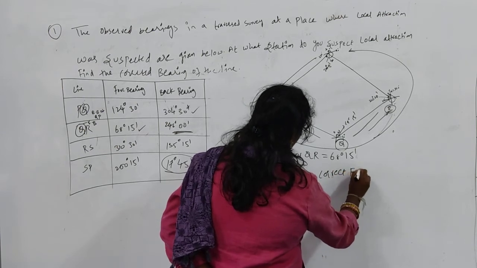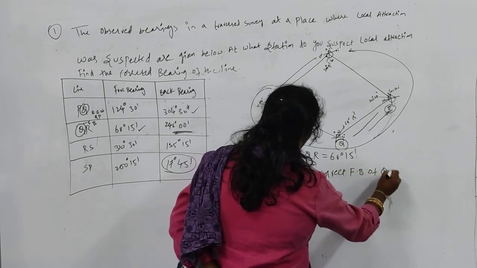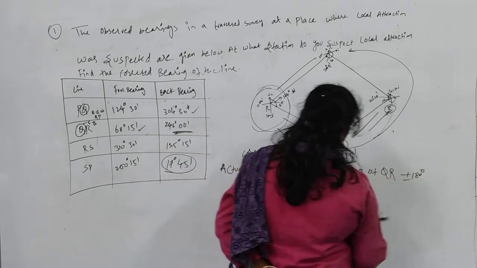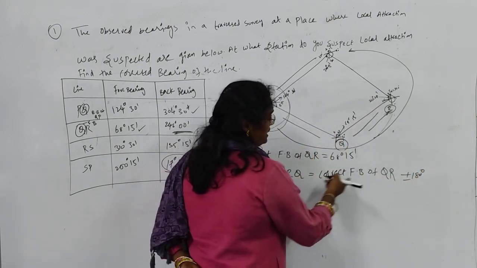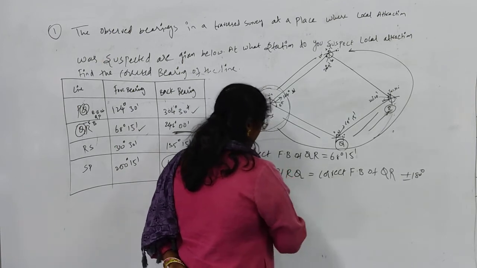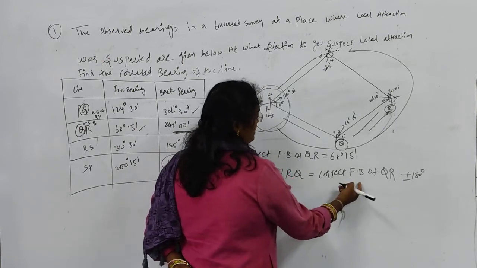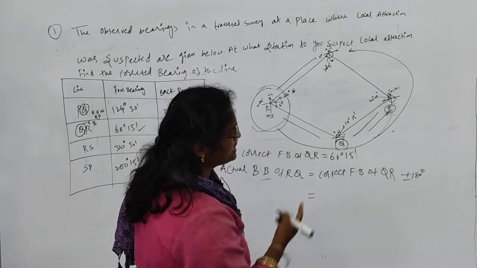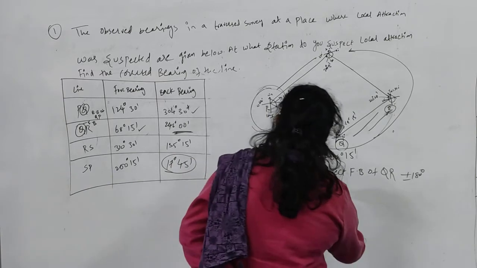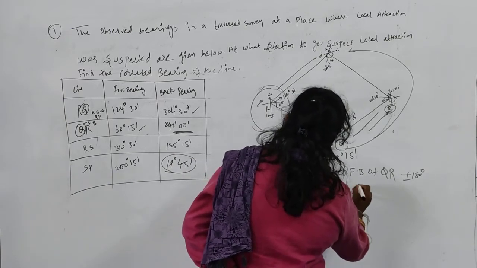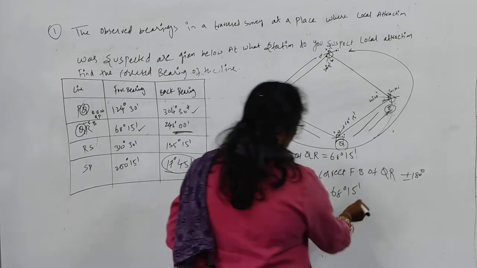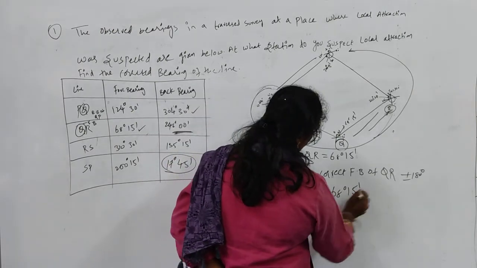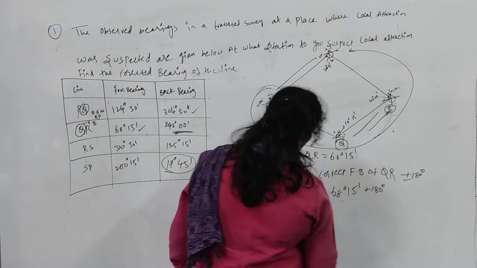Correct forebearing of QR plus or minus 180 degrees. If you remember, yesterday I already told you, back bearing is equal to forebearing plus or minus 180 degrees. What is the correct forebearing? 68 degrees 15 minutes. As your forebearing is lesser than 180 degrees, what you have to do? Plus 180 degrees.